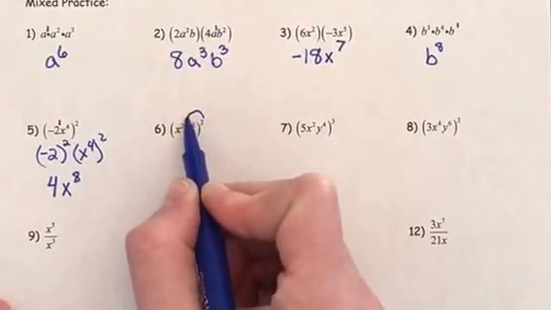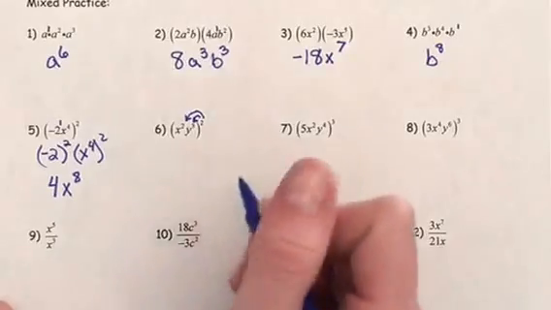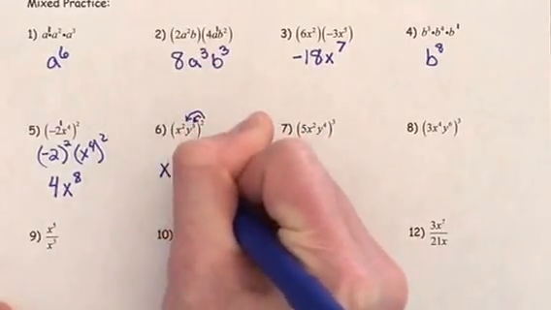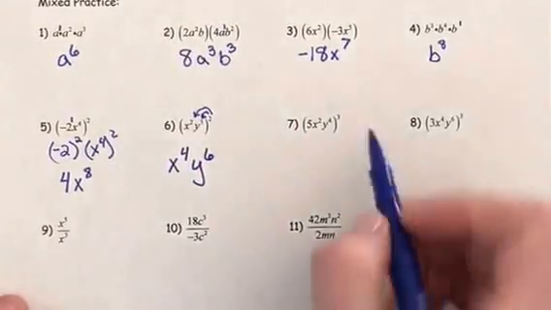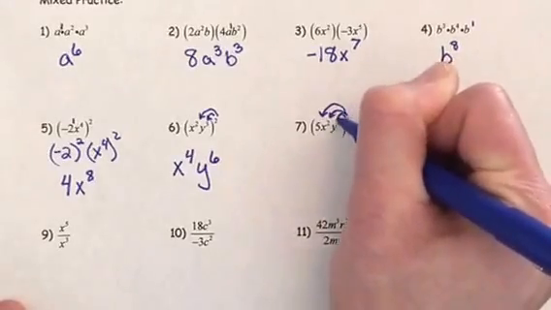Same thing here. This exponent gets multiplied by every other exponent. It kind of feels like the distributive property. This would become x to the 4th, y to the 6th. This exponent goes towards everything else.